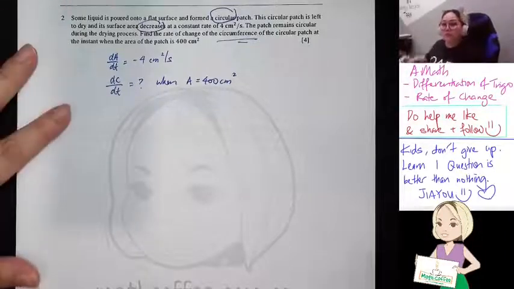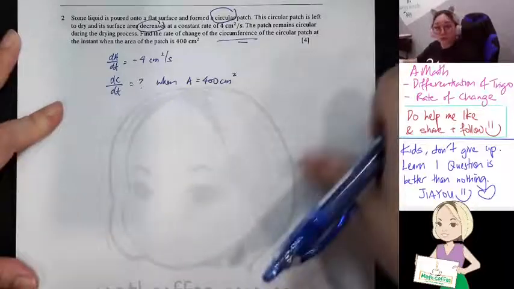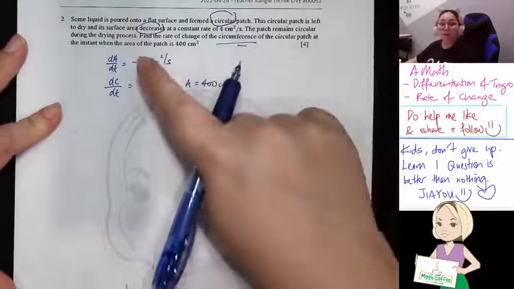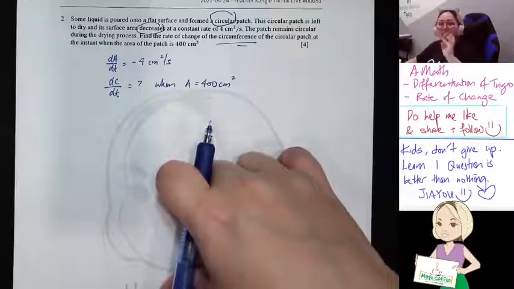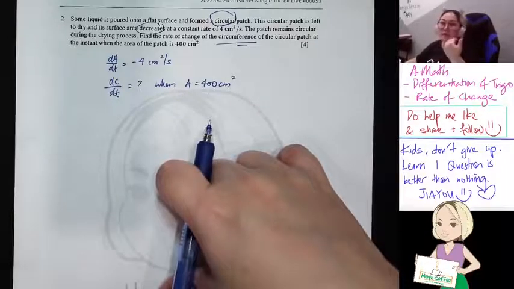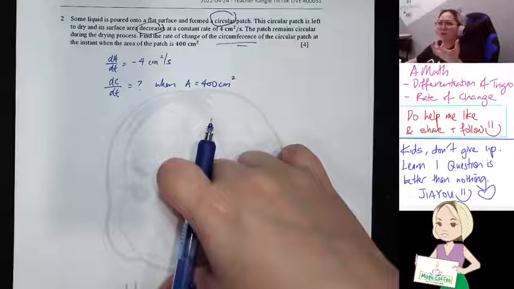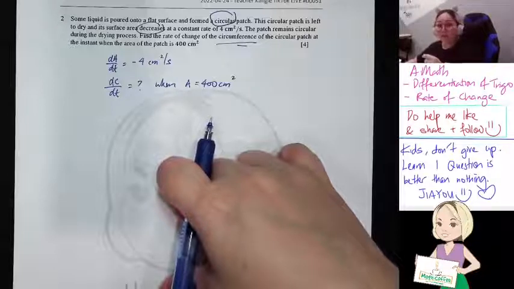This is quite not the usual. Why? Because I have two terms: one is dA/dt, one is dC/dt. So I need to find a formula which is A in terms of C or C in terms of A. But I only have formulas like the area of a circle, A equals pi r squared, and the circumference, C equals 2 pi r. I do not have a direct formula that relates A and C. Then you have to find a way to form your own equation between A and C.